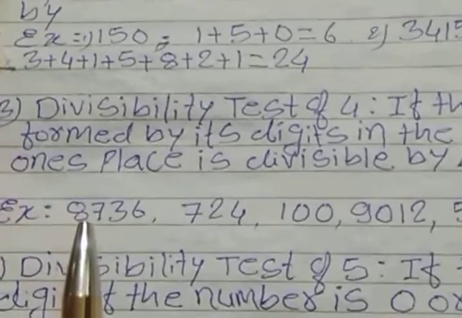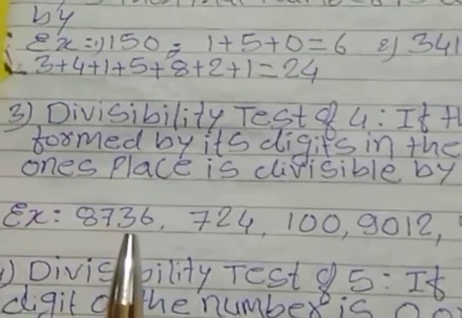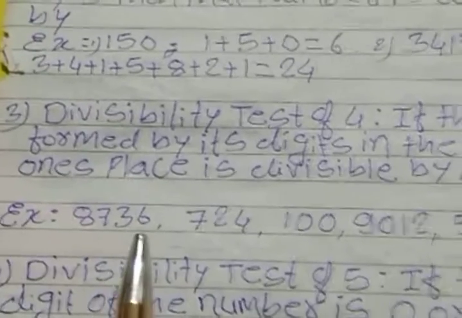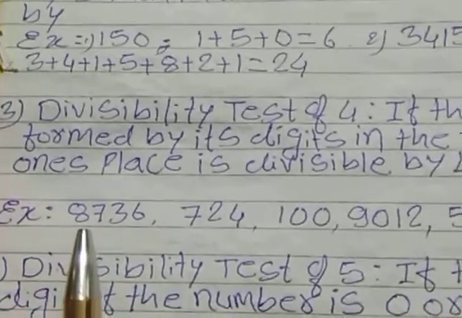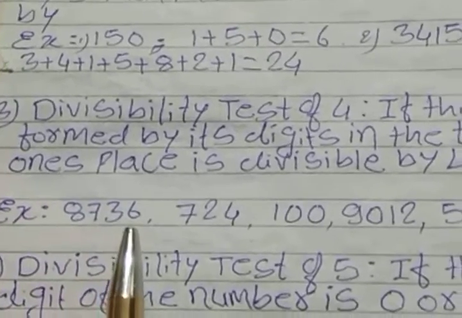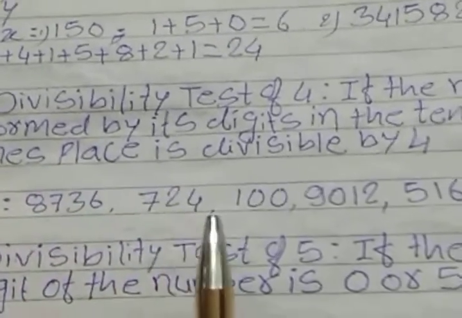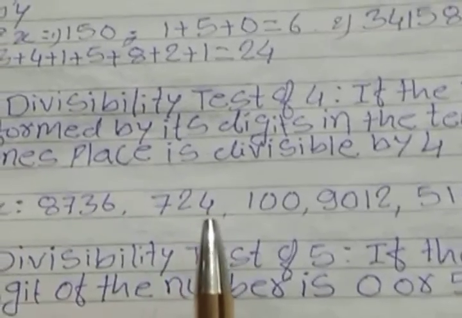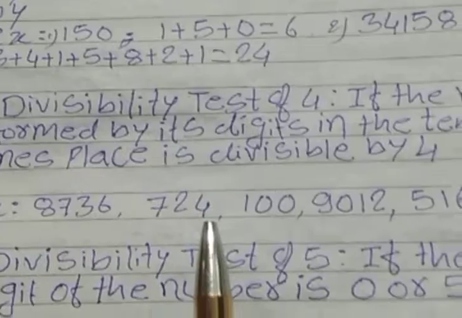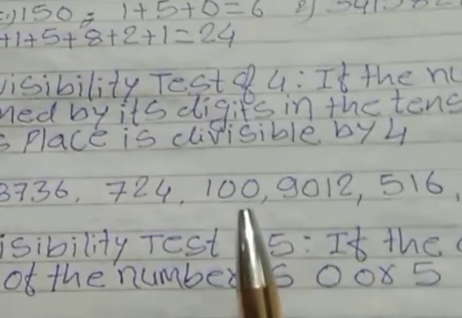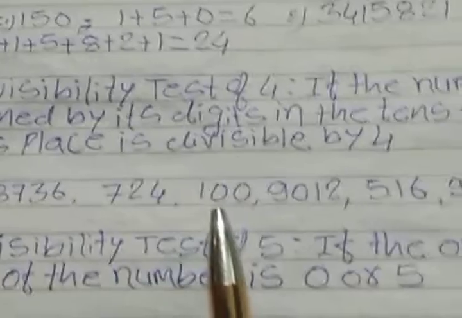Here we take an example, 8,736. Last 2 digits 3 and 6, so 36. 36 is divisible by 4, so this number 8,736 is also divisible by 4. Here the last 2 digits are 24. 24 is divisible by 4. It means 724 is divisible by 4. Here is 100. Last 2 zeros are there, so 100 is also divisible by 4.